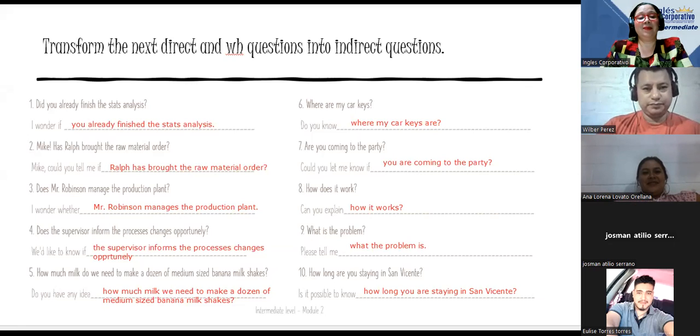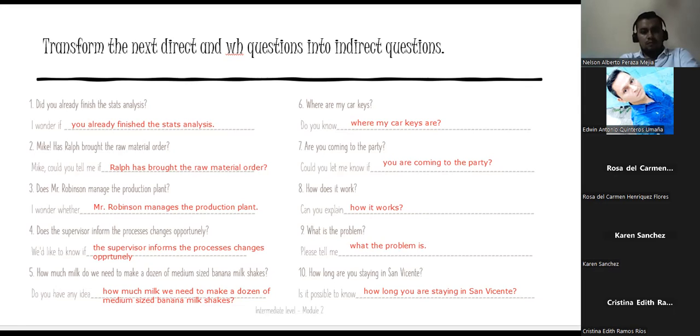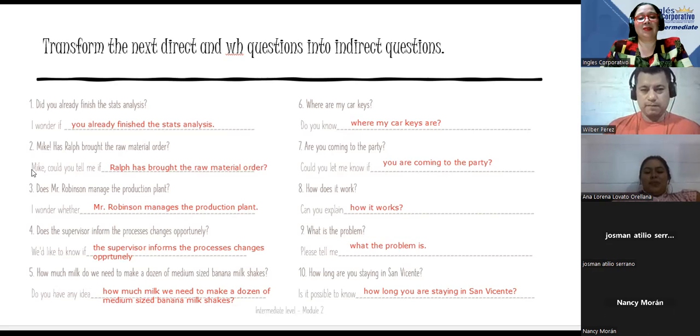Continue, please. Mike, has Ralph brought the raw material order? Okay, Hosman. The indirect question. Nicole, you tell me if Raleigh's brought the raw material order? Hey, I'm sorry, Hosman, which one? Did you read the right one?